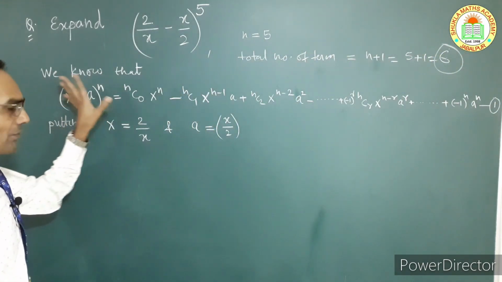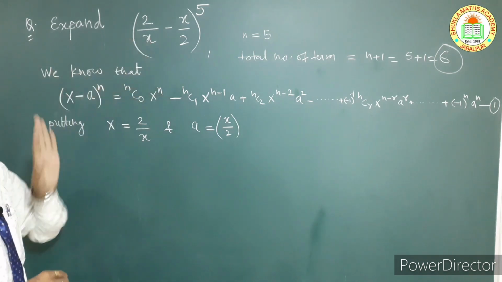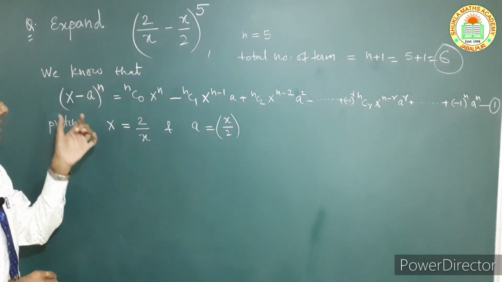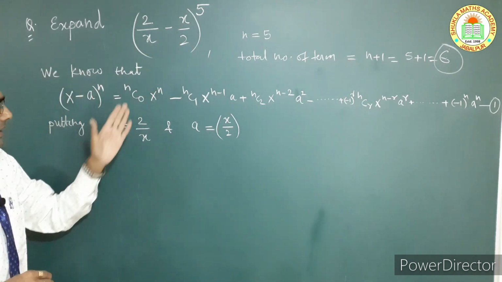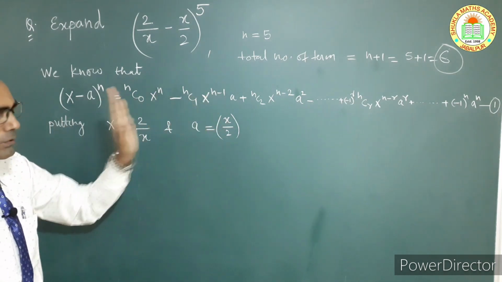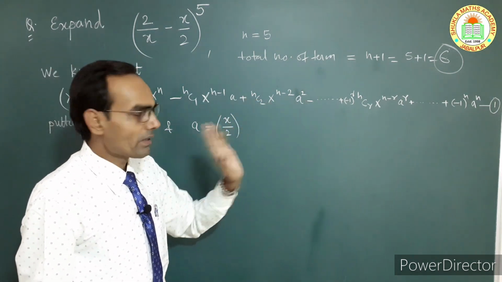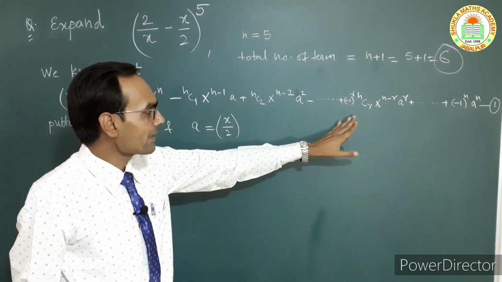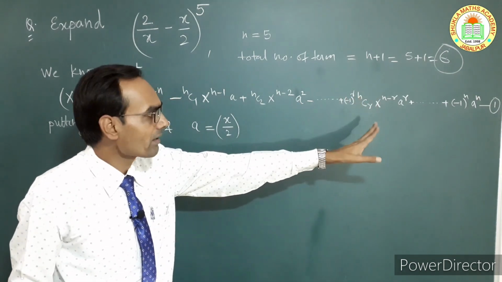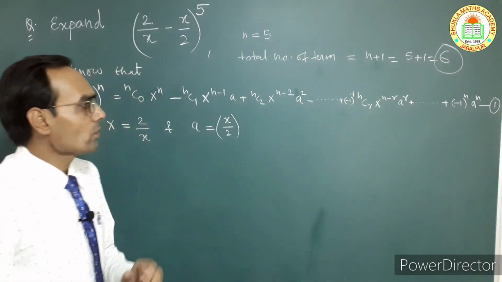And now we know the expansion of (X − a)^n, because our given problem is of the form X − a. So we must use the formula: (X − a)^n = nC0 X^n − nC1 X^(n−1) a + nC2 X^(n−2) a² − and so on. Its rth term is (−1)^r nCr X^(n−r) a^r, and its (n+1)th term is (−1)^n a^n.